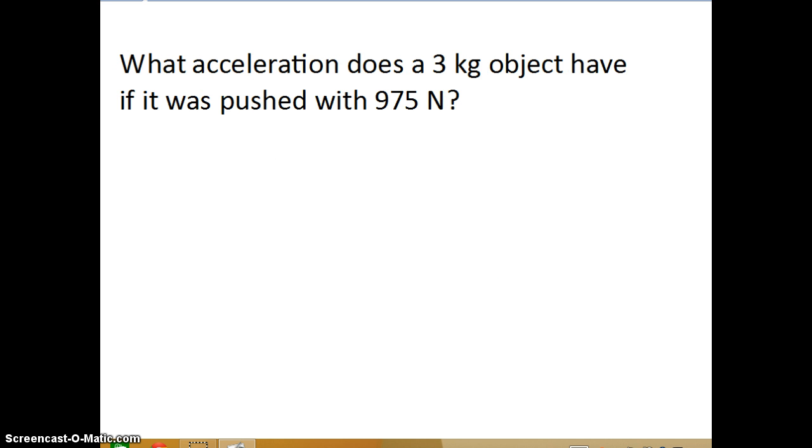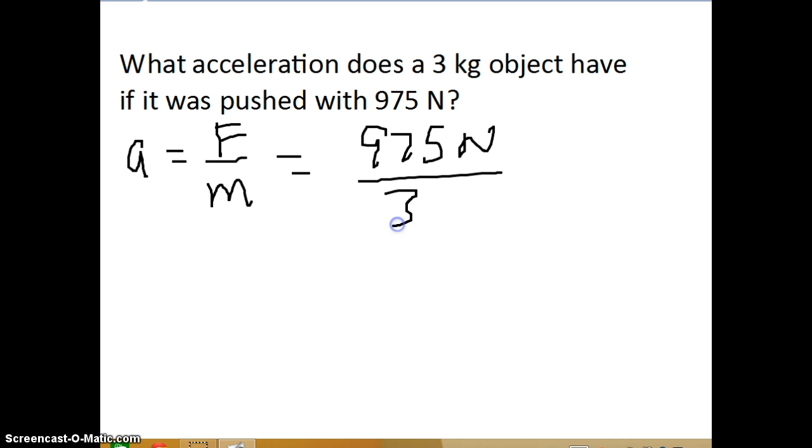And what acceleration does a 3 kilogram object have if it was pushed with 975 newtons? You should pause and try to do this on your own. So acceleration is force over m. You would want to take 975 newtons and divide by 3 kilograms. When you take 975 and divide by 3, you get 325 meters per second squared.